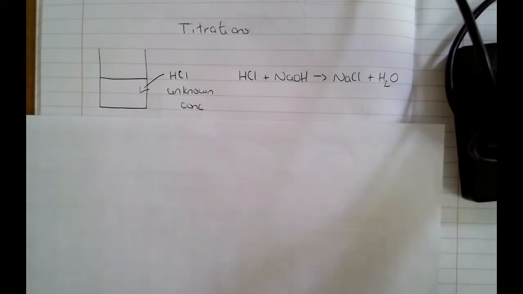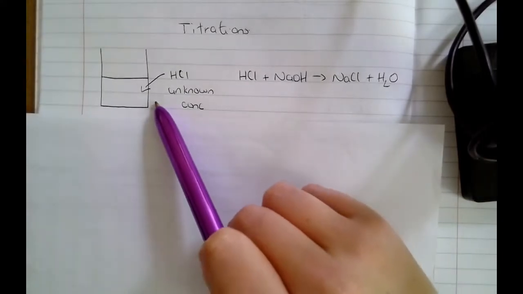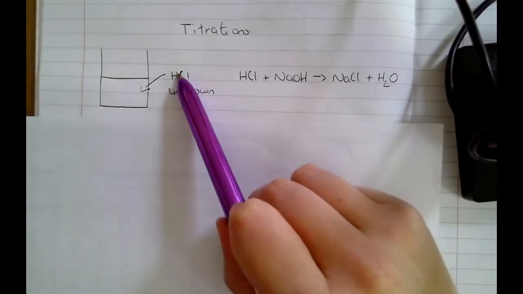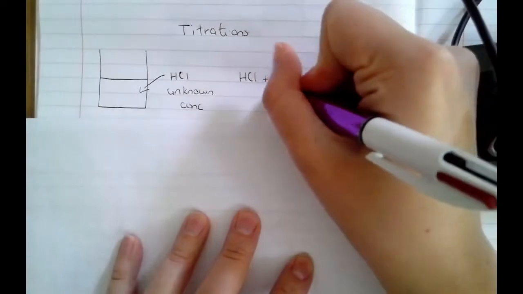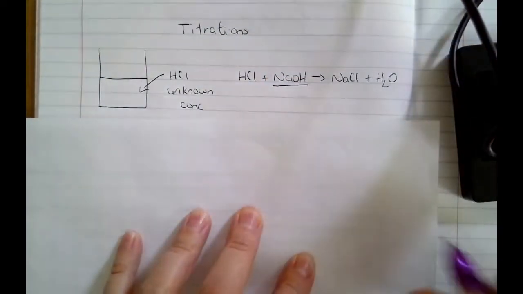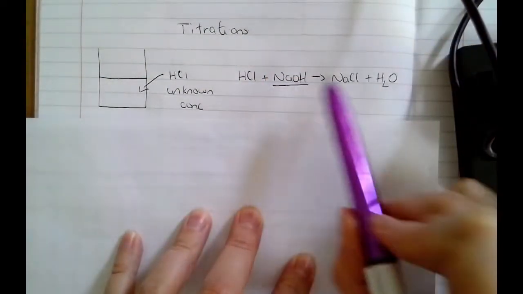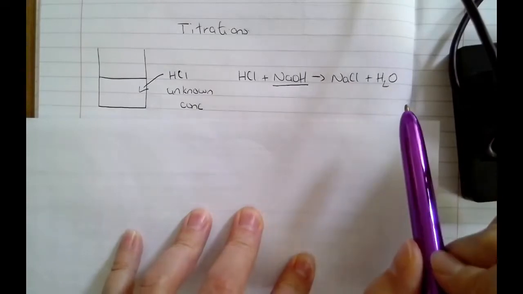And in the second of the two videos, I'll focus on the calculations that come up around titrations. So what I've got here is an acid, hydrochloric acid, and I'm telling you that the concentration is unknown. To work out the concentration of this acid, we're going to titrate it against an alkali. I've chosen NaOH, but you could use any alkali. And I've written the equation for this reaction, and I form the salt, NaCl, and I form water.